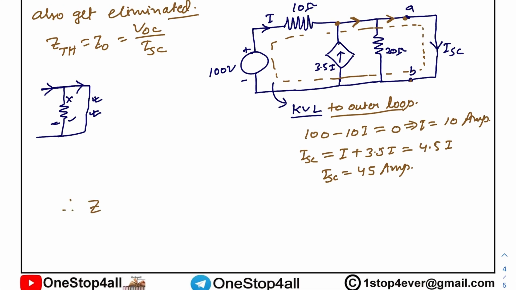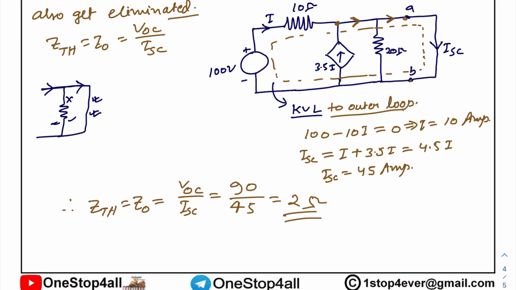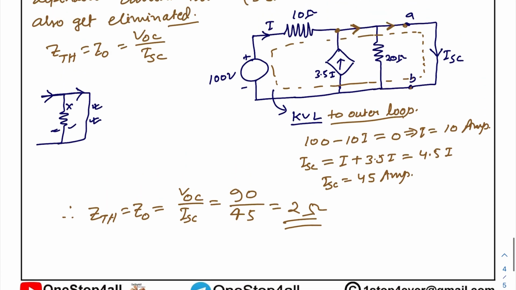Therefore, what can we write? ZTH, which is also known as Z naught, will be equal to VOC divided by ISC. VOC we calculated as how much? 90, and ISC we just calculated, that is 45. So this will be nothing but your 2 ohm resistance.